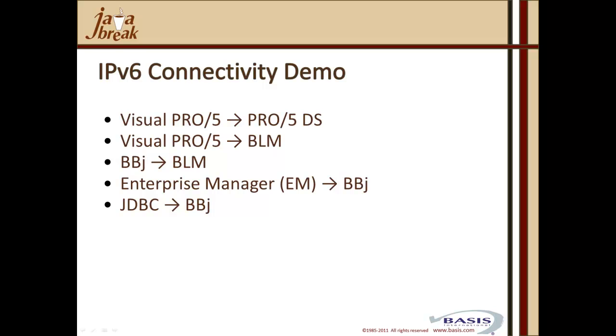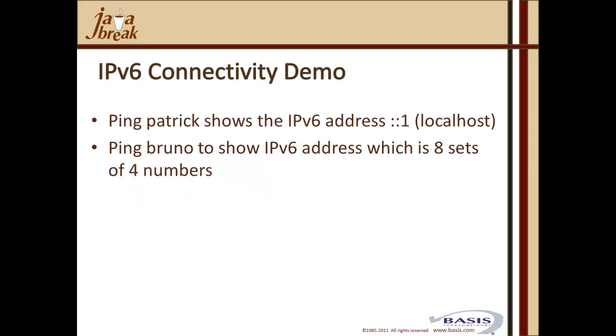Next, we're going to go into some IPv6 connectivity demos. We're going to show you Visual Pro 5 to a Pro 5 data server, Visual Pro 5 in a BLM, Enterprise Manager, and BBJ. Let's get started. In this first demo, we are going to be pinging a machine called Patrick that is currently using an IPv6 address. Then secondly, we're going to show you a second address by pinging an additional machine on our IPv6 network.